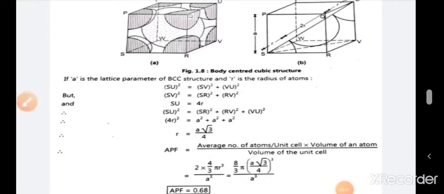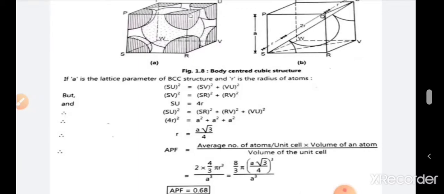Now replace the value of r, that is root 3 a by 4, in that formula. If we replace the value in that formula, a cube and a cube get cancelled. The value remains 8 by 3 pi in bracket root 3 by 4 bracket close cube. If you put this value in a calculator, we get the atomic packing factor for body centered cubic structure as 0.68.